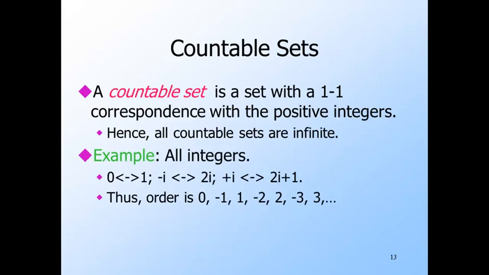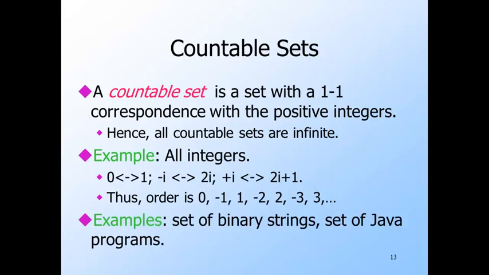For example, the set of all integers, positive or negative, is countable. A correspondence maps 0 to 1, minus i to plus 2i for all i equal to or greater than 1, and plus i to 2i plus 1 for all i equal to or greater than 1. As a consequence, the positive and negative integers get interleaved in the ordering as 0, minus 1, 1, minus 2, 2, and so on. The binary strings are also countable.